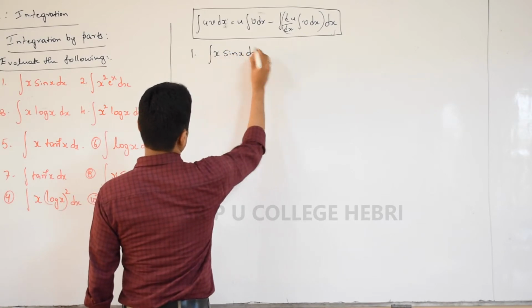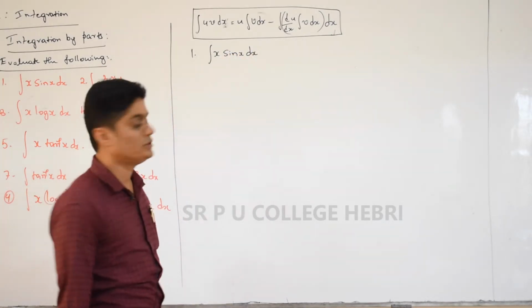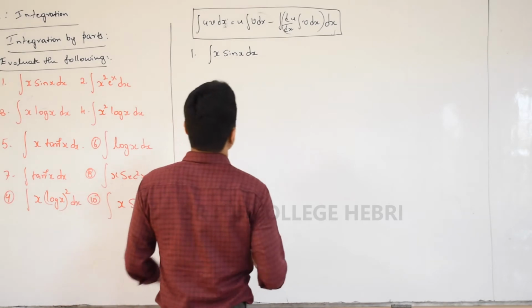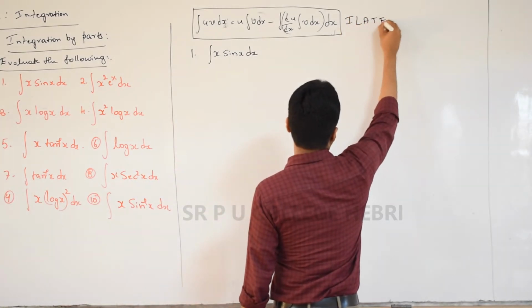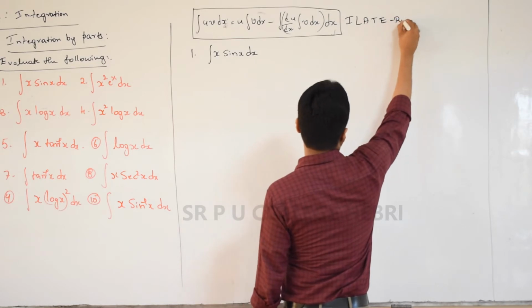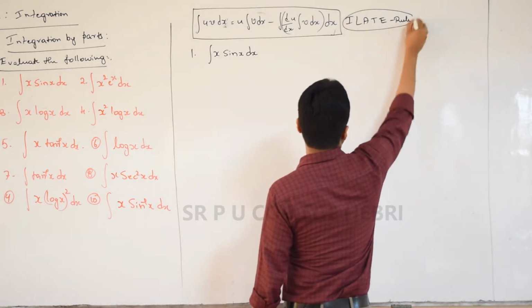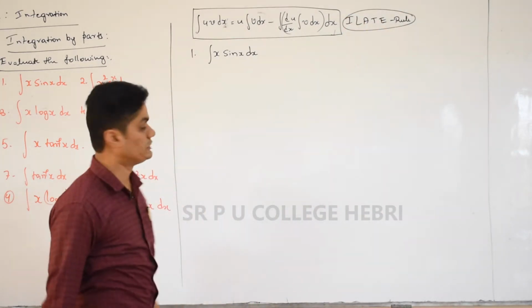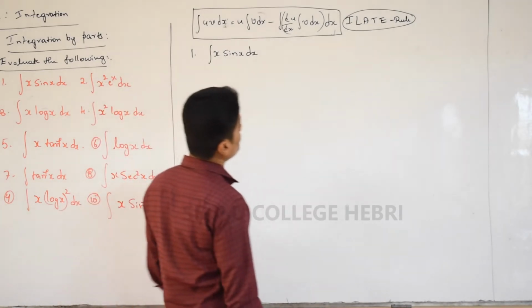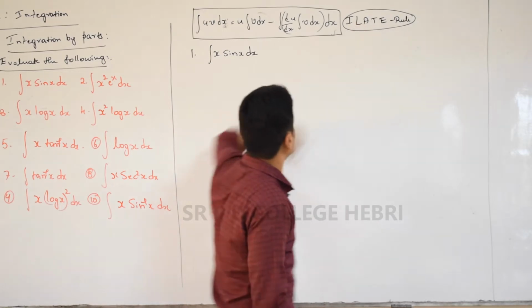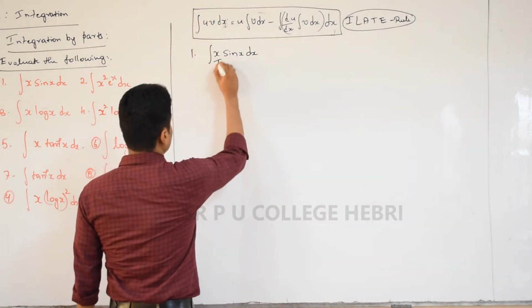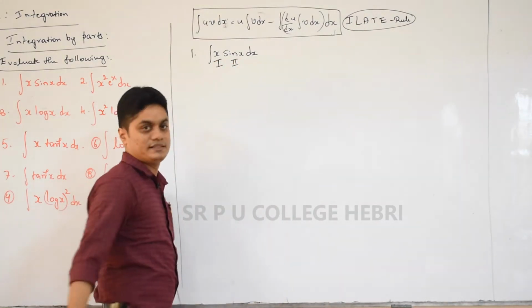Integration of x into sin x dx. So what is the rule to select the first function? ILATE rule. You have to remember these two concepts. You are going to use them now to solve this problem. x comes under which function? A. Sin x comes under T. So which comes first? A comes first. So x will be the first function, sin x will be the second function.